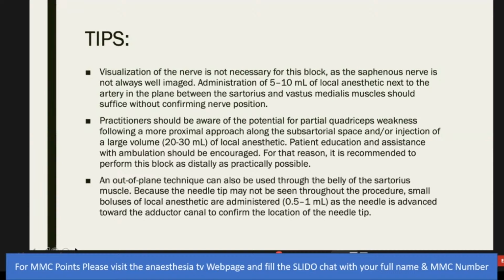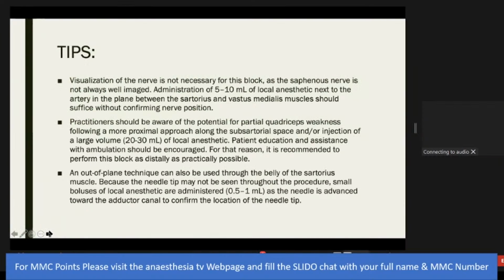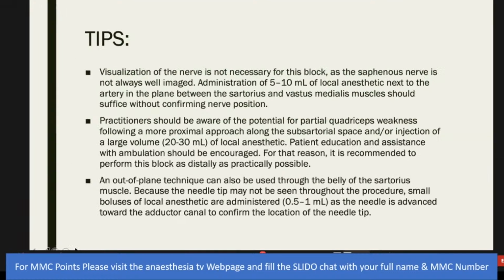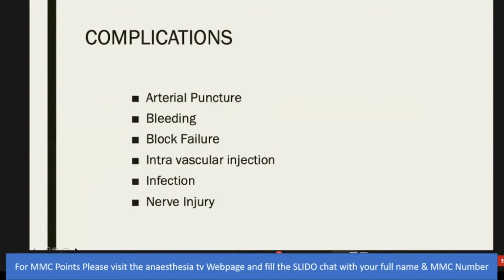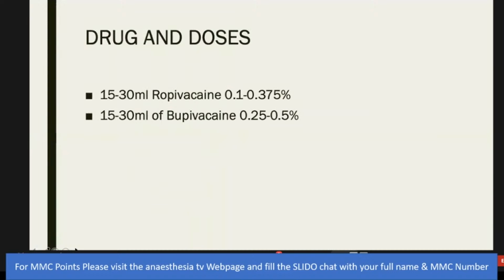Always use the in-plane approach because with the out-of-plane approach, the tip of the needle may not be properly visualized. Complications: arterial puncture, bleeding, block failure, intravascular injection, infection, and nerve injury. All this can be prevented by taking proper precautions.